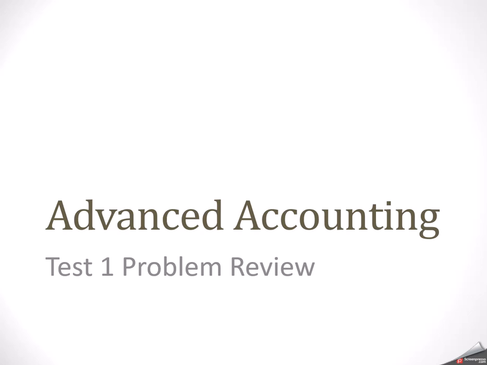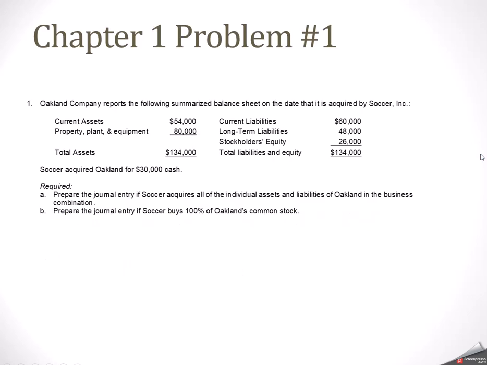Okay, I'm going to walk through the test one problem review section so that you can have some explanation behind the solutions. So here's our first problem. Oakland Company has this balance sheet and they are acquired by Soccer. So this is the only one that we're doing that acquisition, that asset acquisition entry.